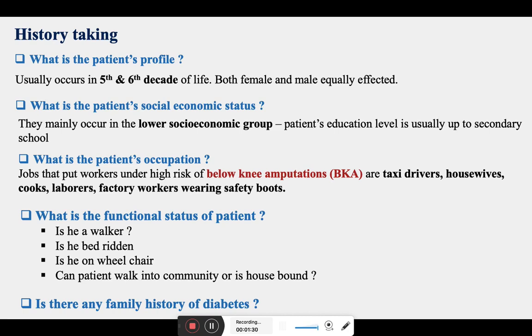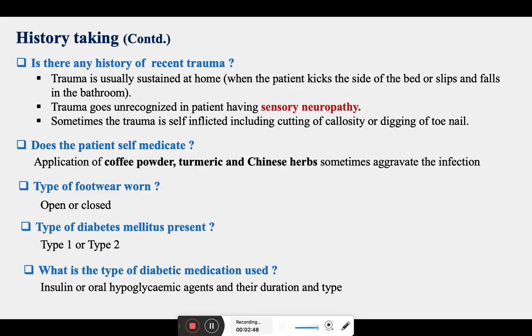Patient's occupation. Now we know the high risk of below knee amputations is in taxi drivers, housewives, cooks, laborers, and factory workers wearing safety boots. Then, what is the functional status of the patient? Is he able to walk? Is the patient bedridden? Is he on a wheelchair? Or can the patient walk into the community or is housebound? Then, is there any family history of diabetes? Is there any history of recent trauma?